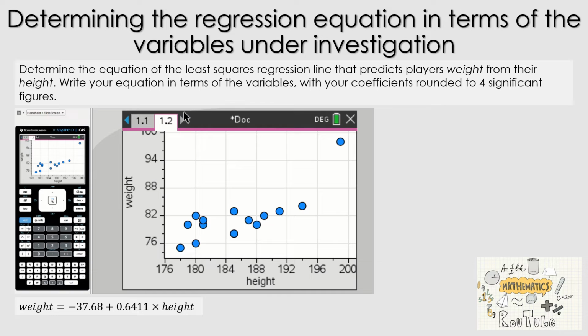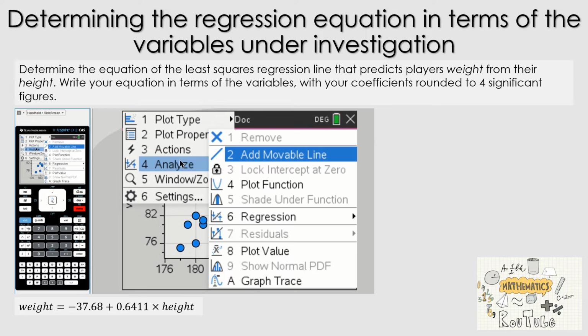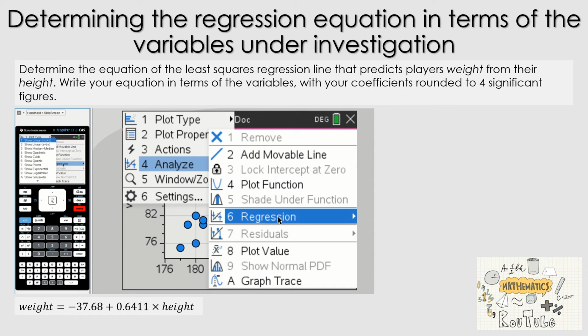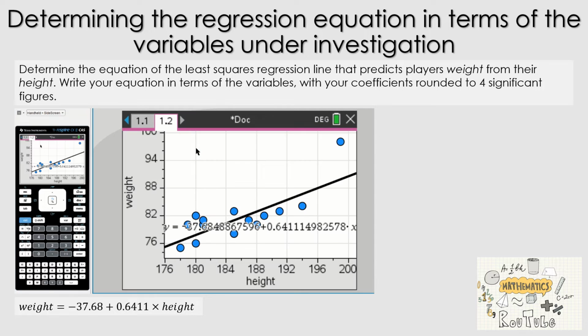So they use X and Y. But it's really important that you do substitute out for Y the RV word, so in this case it's weight, and then the EV for X, which is height. So if we're needing to find the regression equation from here, we just hit menu, option number 4, which is analyze, and then option number 6, which is regression, and we want it to show us in the A plus BX form, so option number 2, and there we are in terms of the regression equation.